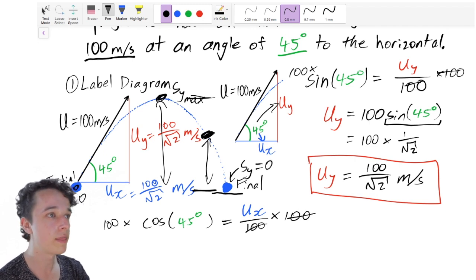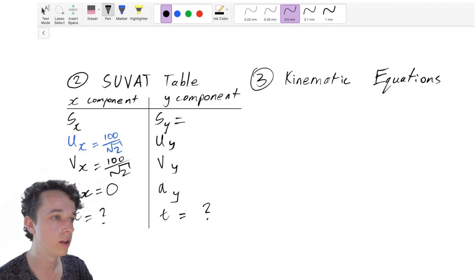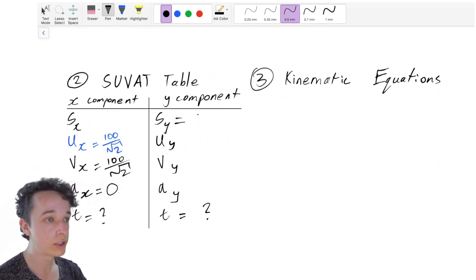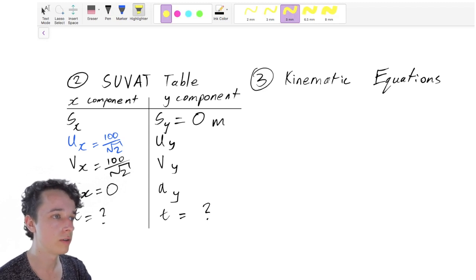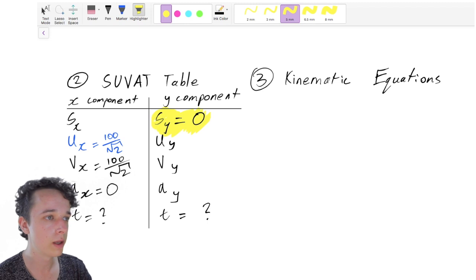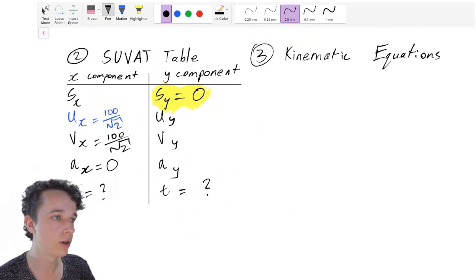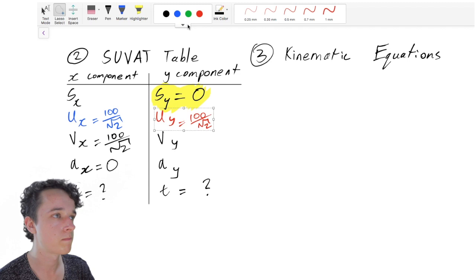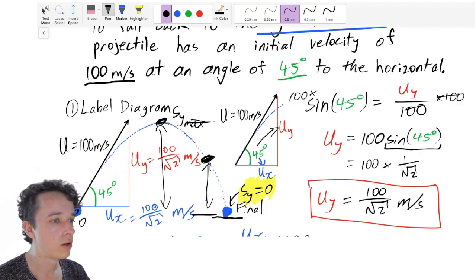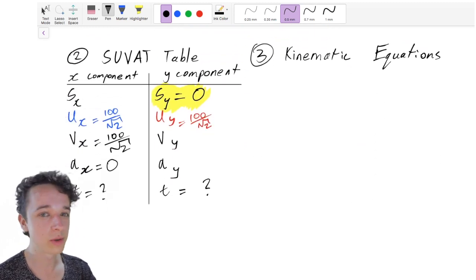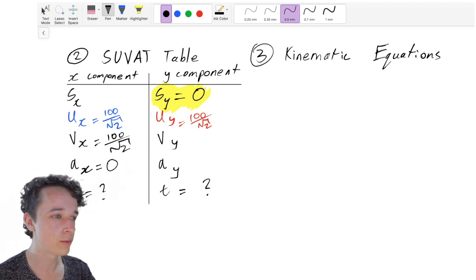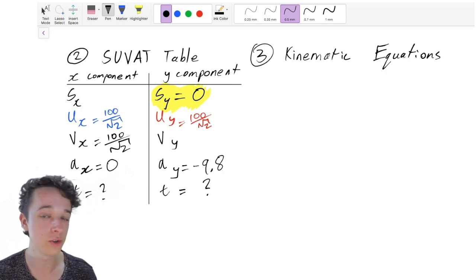So we do know it, and that's the critical trick for most time of flight questions: the displacement in the y component at the final position is equal to 0. In fact, there's not a whole lot of need for me to put units in at the moment. So Sy is equal to 0. What about uy? Yes, we do know it. It's 100 over root 2 meters per second. And I will make that red. Vy, do we know the final velocity? No, we do not know what Vy is. Actually, we do, but I'm not going to tell you what it is yet. Do we know what ay is? Well, because we were not told otherwise in the question, we assume that it's negative 9.8.